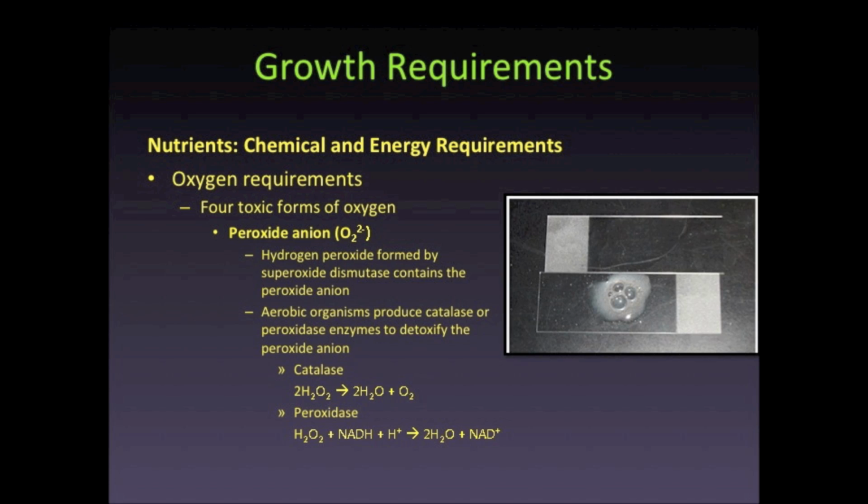Hydrogen peroxide contains another form of toxic oxygen known as the peroxide anion. Aerobic organisms also synthesize enzymes to detoxify this toxic form of oxygen. There are 2 types of enzymes synthesized to detoxify peroxide anions. They include catalase and peroxidase enzymes. The catalase enzyme converts the peroxide anion into water and oxygen.